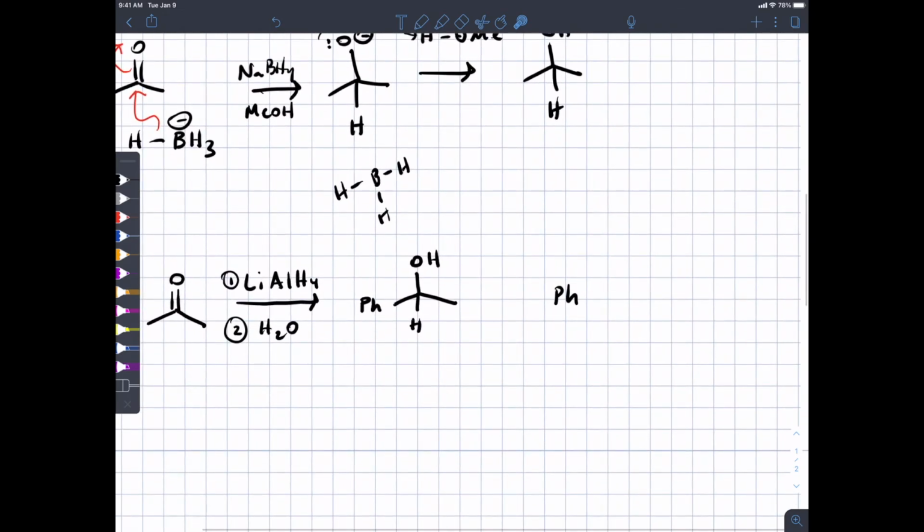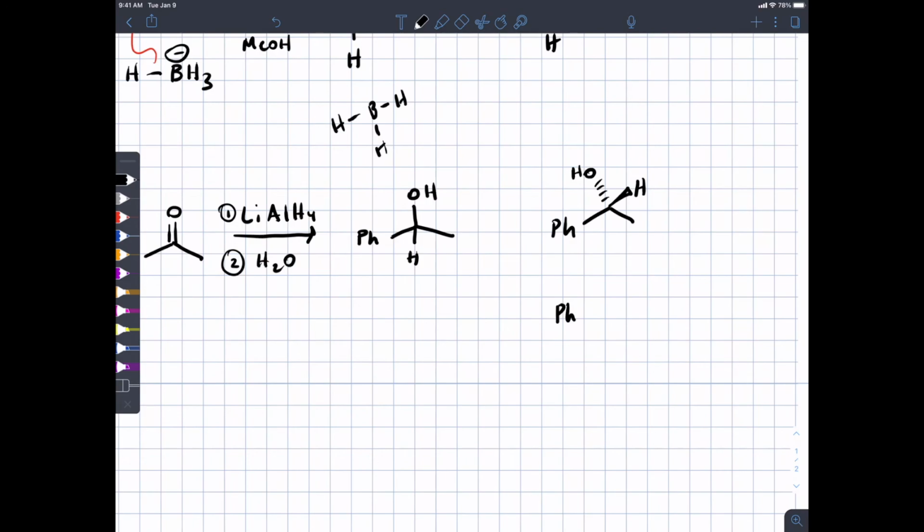If the hydride is delivered from above, we get this stereoisomer. If the hydride is delivered from below, we get this stereoisomer. And I don't really like the wedge that I drew there. You can go through and figure out which one is R and which one is S. That's not necessarily important for what we're talking about here. But the question is, how do you communicate that when you're solving a problem?